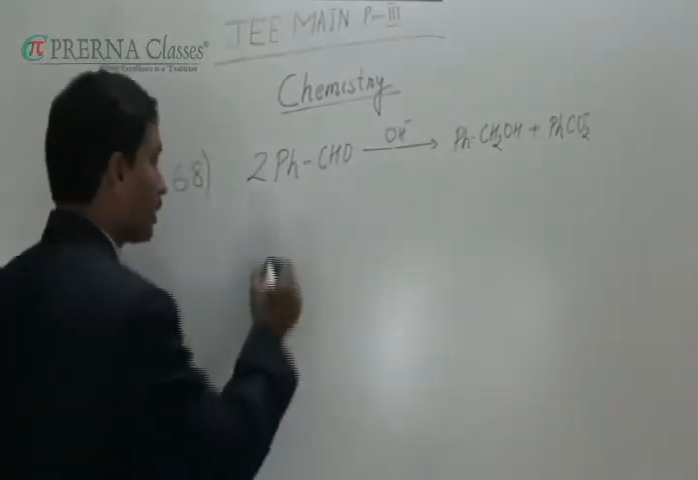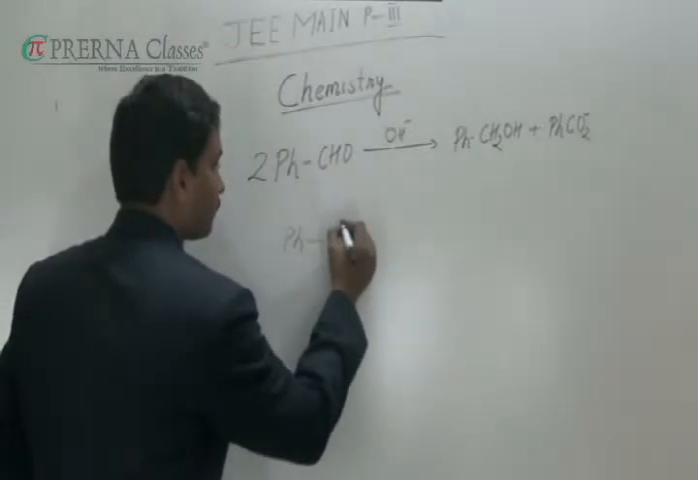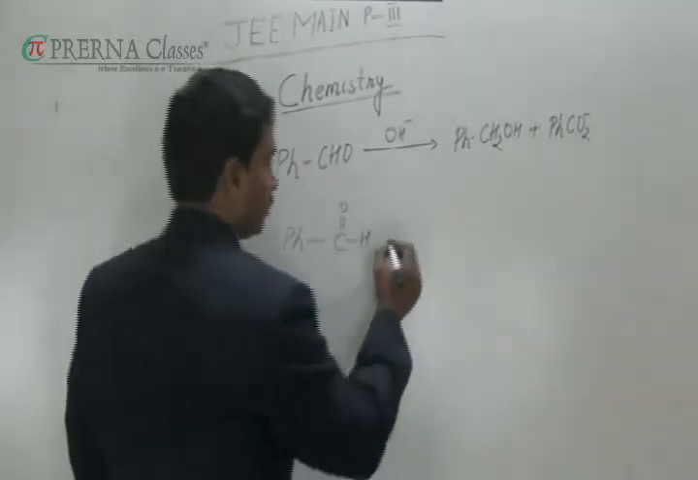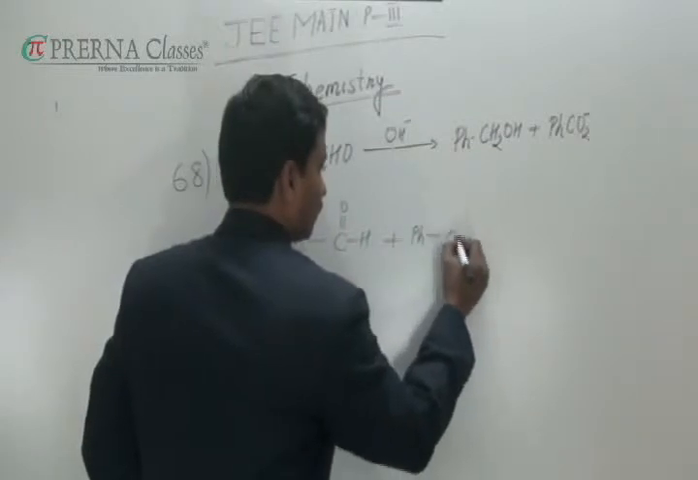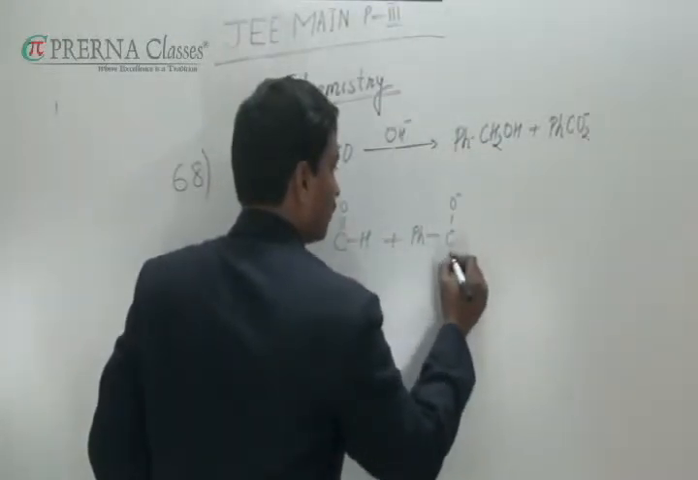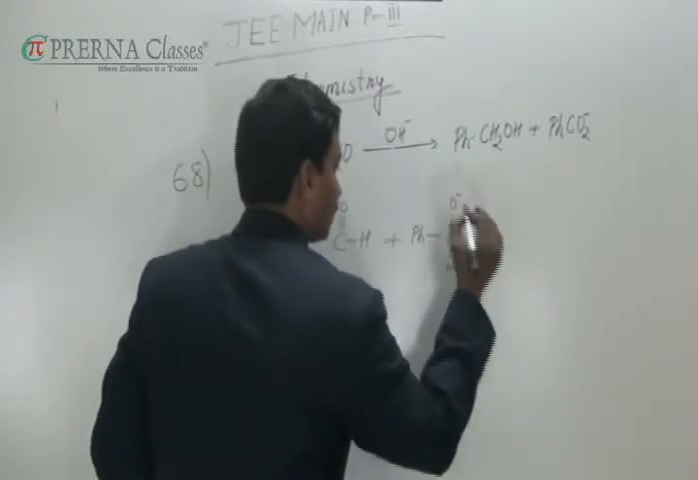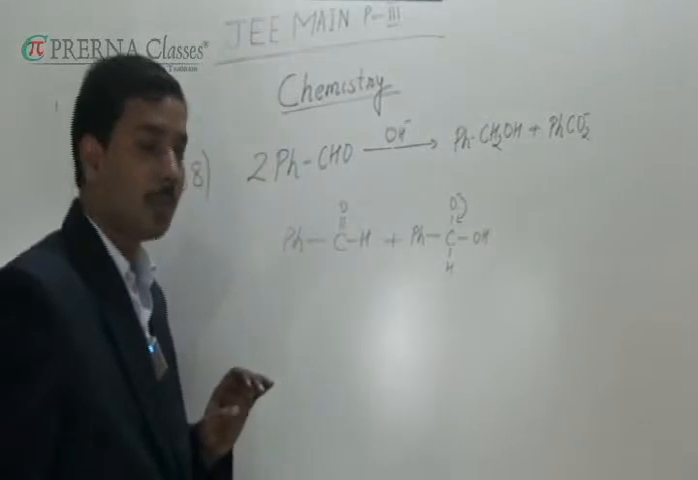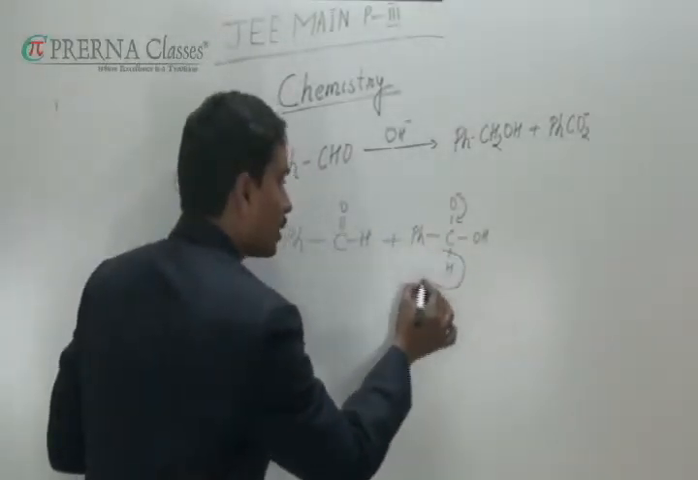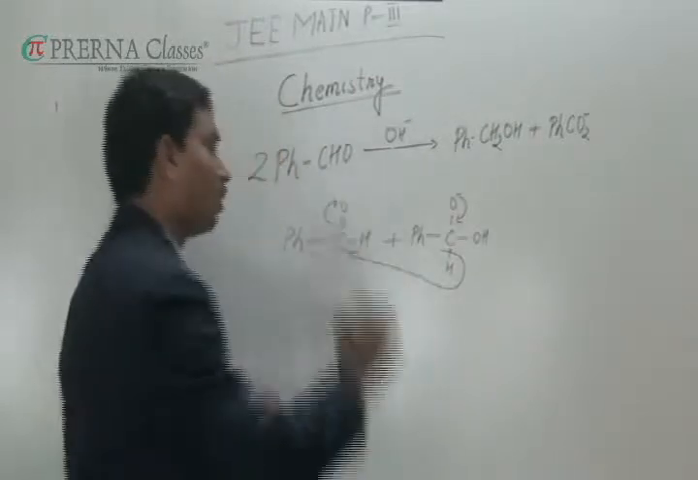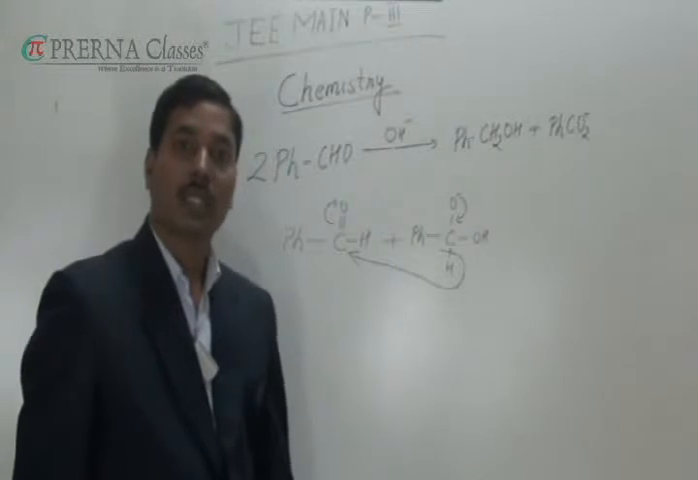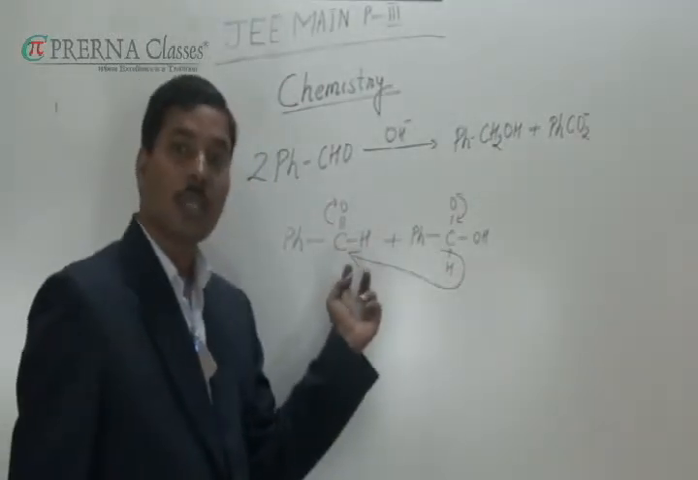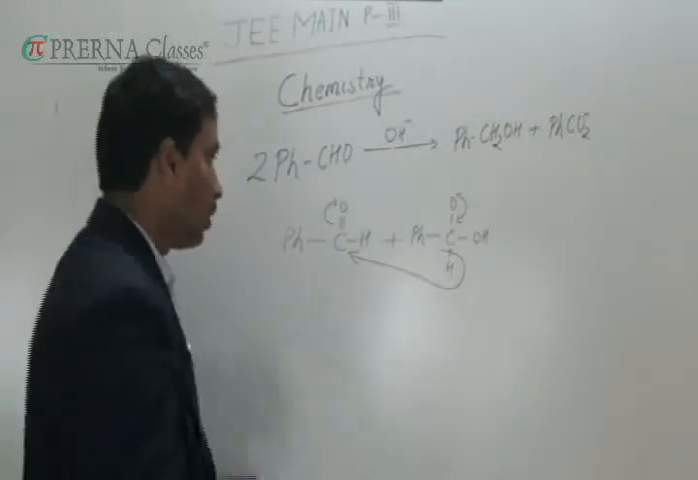So I am writing only the rate determining step. Now this oxygen containing negative charge will be converted into a double bond and the hydride ion is removed and transferred to this carbonyl group. This is known as the rate determining step of the Cannizzaro reaction. So we can write transfer of hydride ion to carbonyl group is the rate determining step. Therefore the answer is option C.